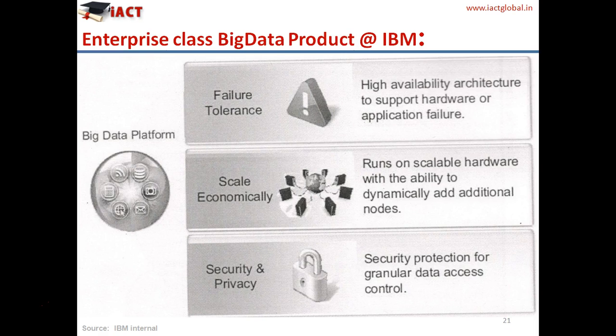Scale economically: if we need to store more data, we can add more data nodes to the cluster. It won't cost us a lot. We can add as many data nodes as we want on the cluster. These big companies, I guess Facebook uses like 3,000 nodes in one cluster. So these run on scalable hardware with the ability to dynamically add additional nodes. It won't cost us anything, and it won't even disturb the cluster. Security and privacy: security protection for granular data access control is provided in this platform by the IBM product.